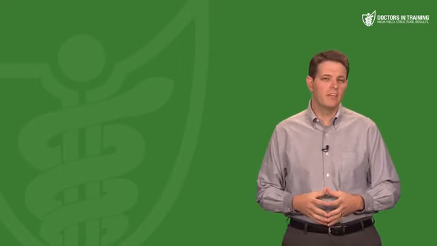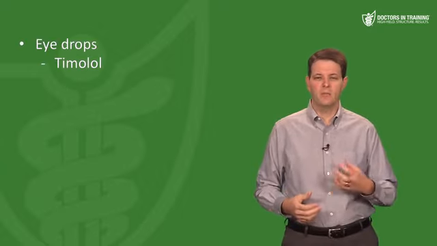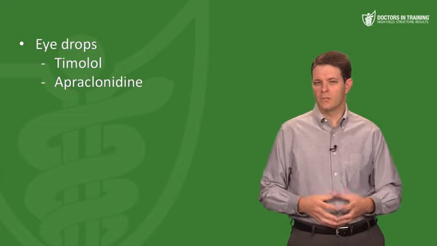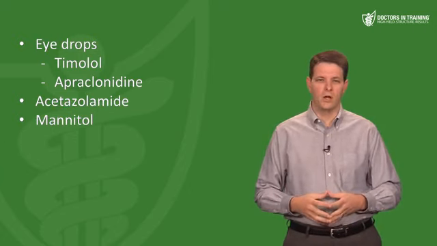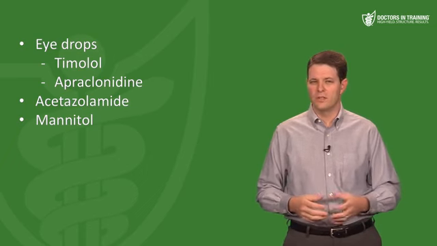If there's going to be a delay of more than an hour or so getting the patient to see the ophthalmologist, we use eye drops like timolol and apraclonidine to lower the intraocular pressure, and possibly we even use systemic acetazolamide or mannitol. We'll talk more about glaucoma drugs in just a moment.